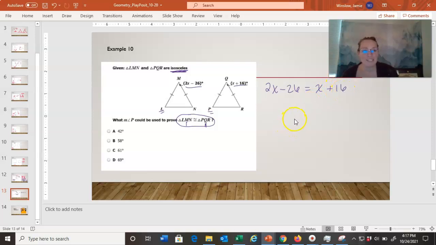We're going to get all of our x's together, so let's move this x over to the left. 2x minus 1x is 1x. And I'll just bring everything else down.